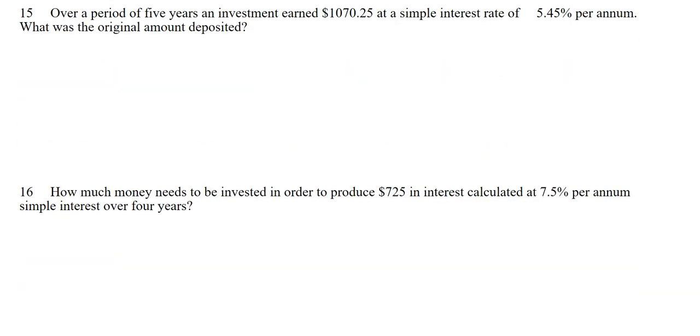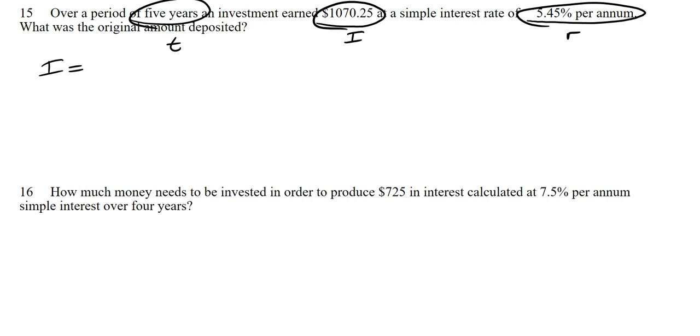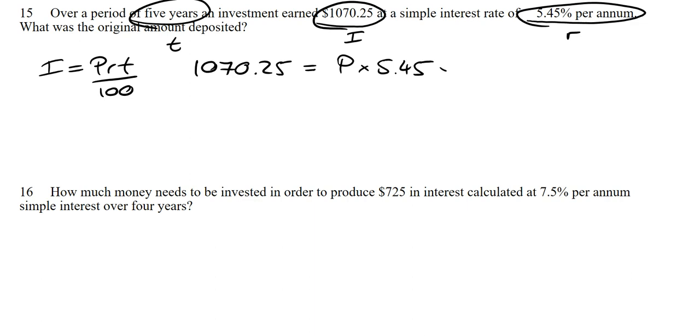Okay, so 15, same idea, just we're finding different stuff every time. So this time, we've been told that the investment earned a certain amount of money, which is I, and the simple interest rate was 5.45%, and it was a 5-year period, which is T, so we're actually trying to find P. So I go same formula, I equals PRT over 100. This time, 1070.25 is equal to principal, which I don't know, P, times rate, 5.45% per annum, times 5 over 100, and I'm going to go to the calculator and solve that.